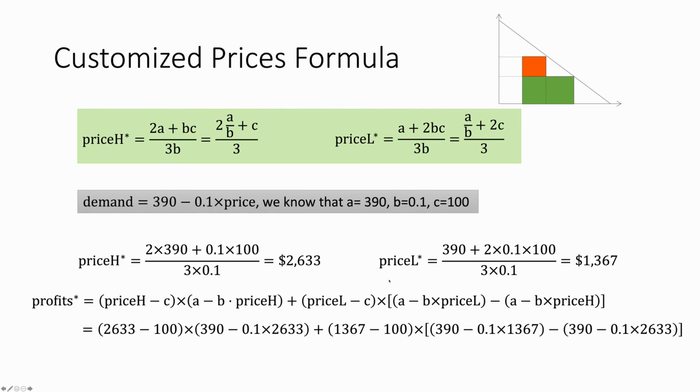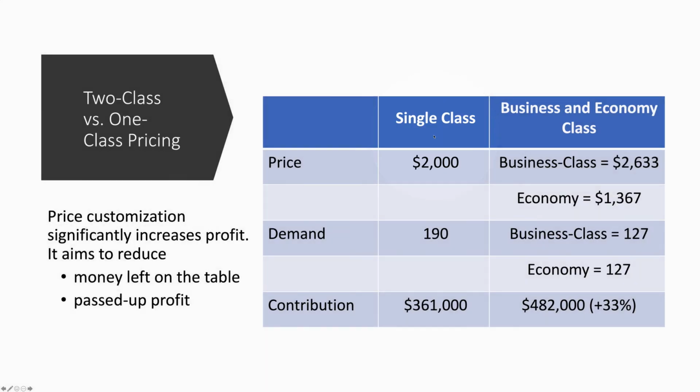And the maximized profit is calculated using the earlier formula by substituting in the two optimal price levels. We have this calculation with all the numbers substituted in. Punch in the numbers, you'll get that the total profit is $482,000.